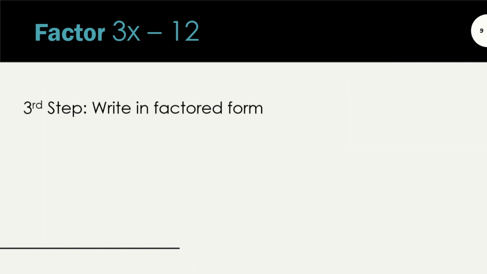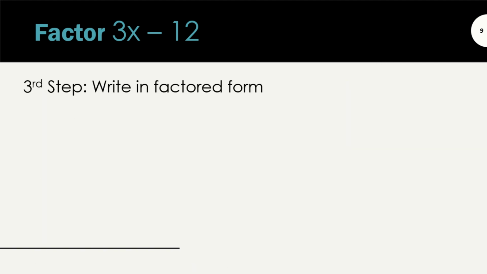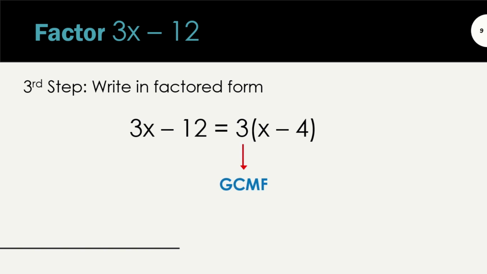And now, for our third step, we will write it in factored form. So, dito, we have 3x minus 12 is equal to 3 times x minus 4, wherein 3 is the GCMF. And we call x minus 4 being the other factor. So, dito, kinuha natin yung x dun sa step 2 kanina, as well as 4. And then, negative, yung 4 kasi negative din yung nasa given natin, yung minus 12.